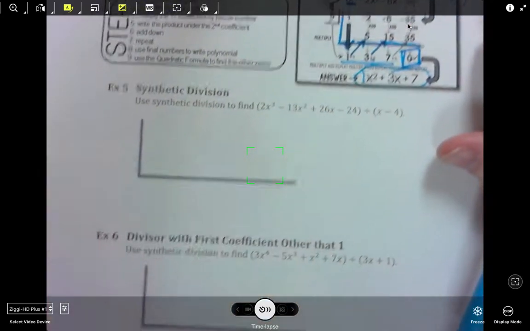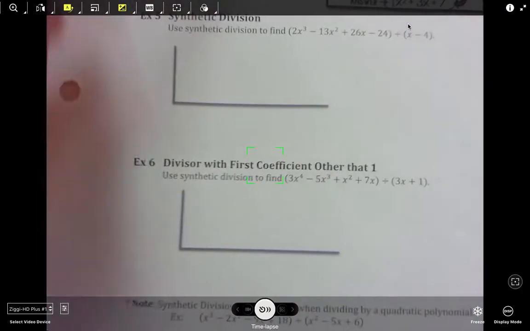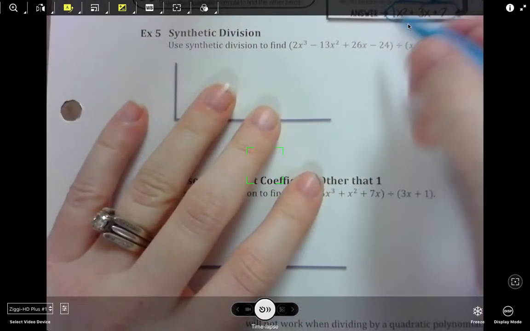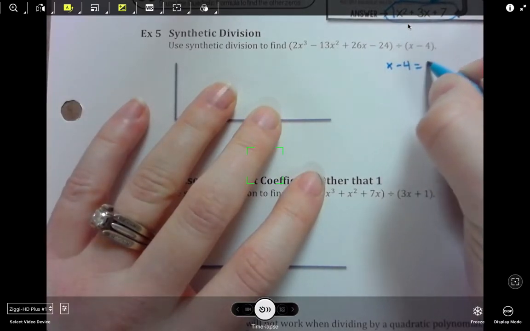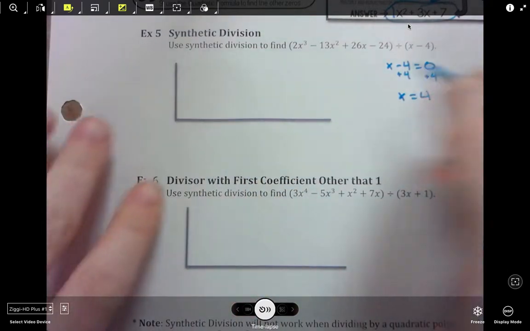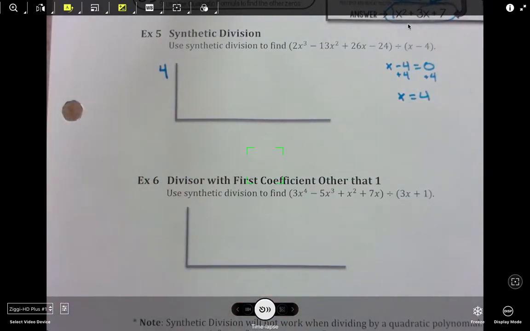Okay, all right, so let's do 2 examples down here, and then we'll quit. All right, synthetic division. Here we go. We're dividing by x minus 4. Okay, so I set x minus 4 equal to 0, and I add 4 to both sides, so x equals 4. That's going to be the number that I put outside here. 4 is going to go outside. Okay, a lot of you guys can do that in your head, but I just want to write it all out so that you can see.